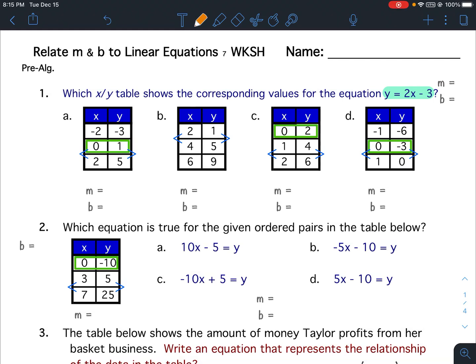Relating slope and y-intercept to linear equations worksheet. Starting with question number 1. Which xy table shows the corresponding values for the equation y equals 2x minus 3?